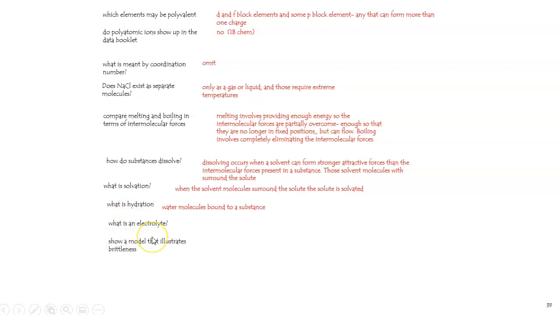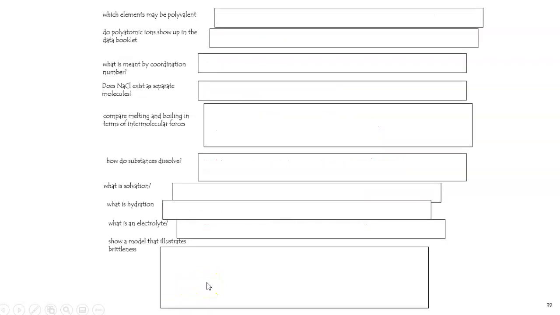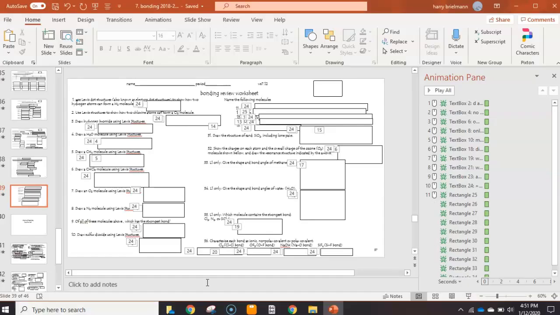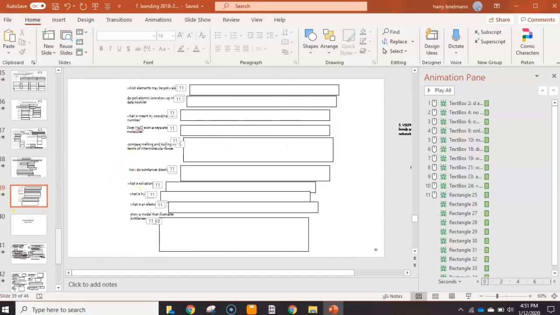An electrolyte is a solution that conducts electricity, and that means that a salt has been dissolved in it, like salt water. And a model that illustrates brittleness is that frame shifting model, when you have all attractive forces here, but if we take this bottom part of this lattice and shift it over by 1, can you see minus to minus, plus to plus, minus to minus, plus to plus? Crack. It's all repulsive right there. Okay, that is a review of covalent bonding.